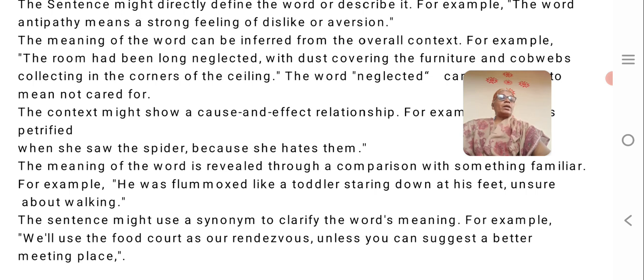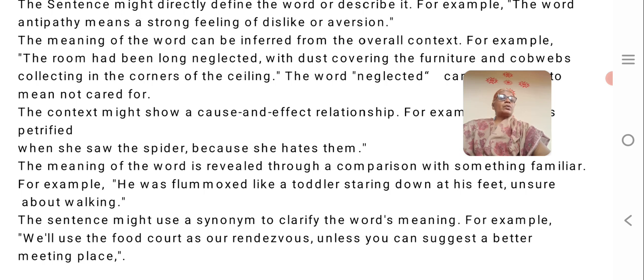The meaning of a word is sometimes revealed through a comparison with something familiar. He was flummoxed like a toddler, staring down at his feet, unsure about walking. So, here is one difficult word, flummoxed. It means unsure, unsure about walking, how a toddler stares down at its own feet. Similarly, the word flummoxed has the same meaning.